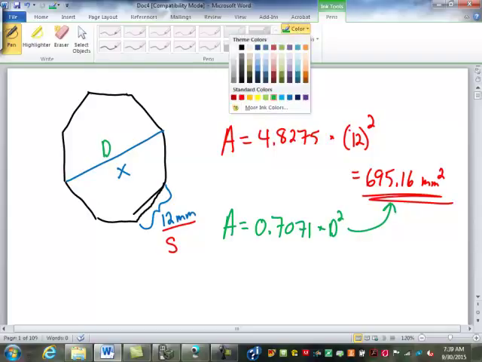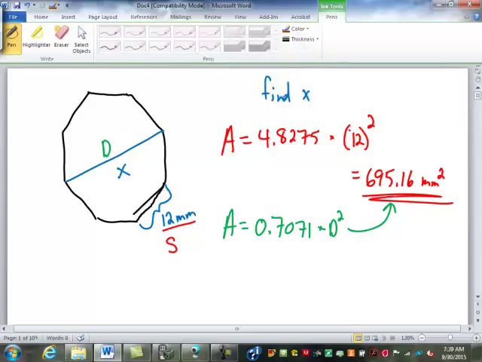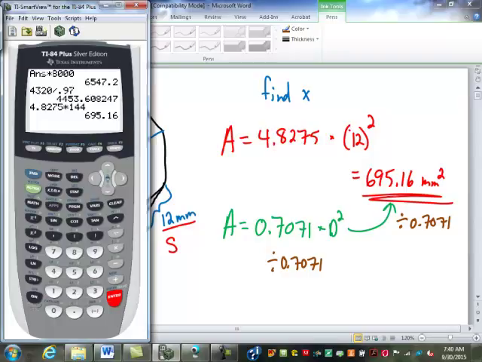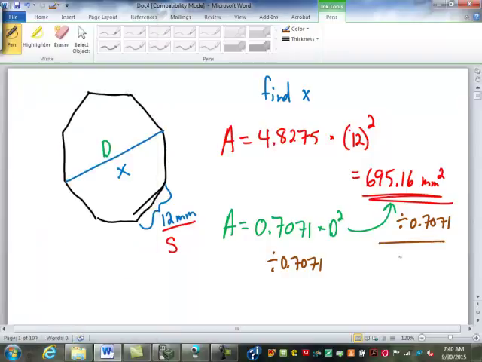If that equals the 695.16, kind of like we did when we were dealing with circles, if we were given the area and had to find the radius, we work backwards. So if we knew the diagonal, we would square it and then multiply it by 0.7071. To go the other way, we first divide by 0.7071. So we're going to divide this by 0.7071 to get 983.11, and then square root.